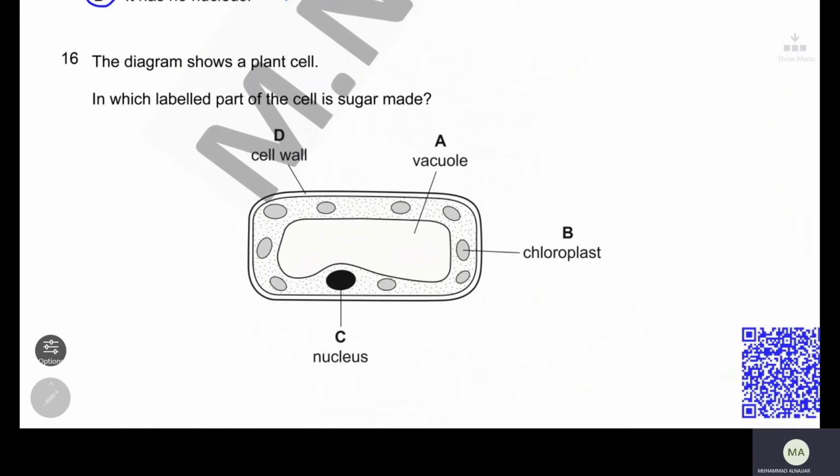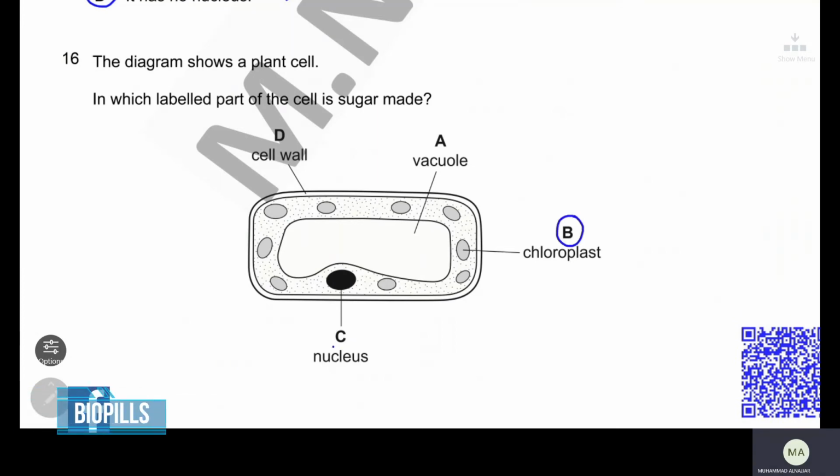Question number 16. The diagram shows a plant cell in which labelled part of the cell is sugar made? A, the vacuole. B, chloroplast. C, nucleus. D, cell wall. Yes, it's very obvious that the sugars are made by photosynthesis, and photosynthesis occurs in the chloroplast. So it is the correct answer.